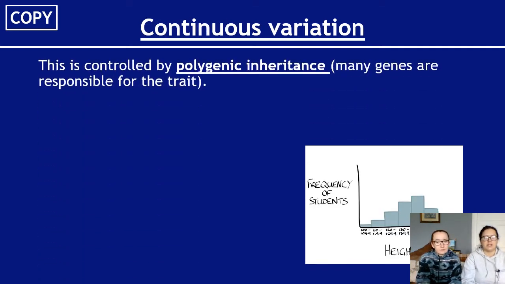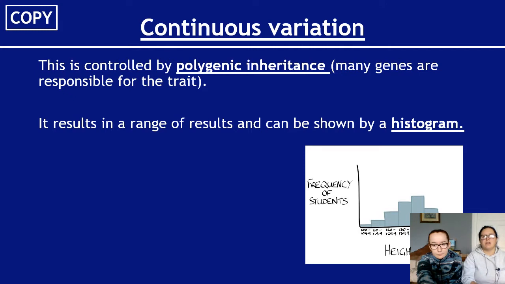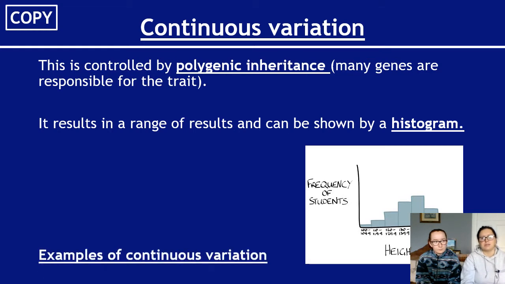Okay, continuous variation is controlled by polygenic inheritance. What this means is many genes are responsible for the trait. It results in a large range of results, and it is shown usually by a histogram, occasionally by a line graph, but mainly by a histogram. Now, what a histogram is compared to a bar chart is a histogram shows the direct relationship between the two factors. So essentially what you have is a kind of continuous characteristic along the bottom, but we can't say that it's an absolute line graph because they're not like 20, then 30, then 40, then 60. What we've got is ranges that we tend to group things by.